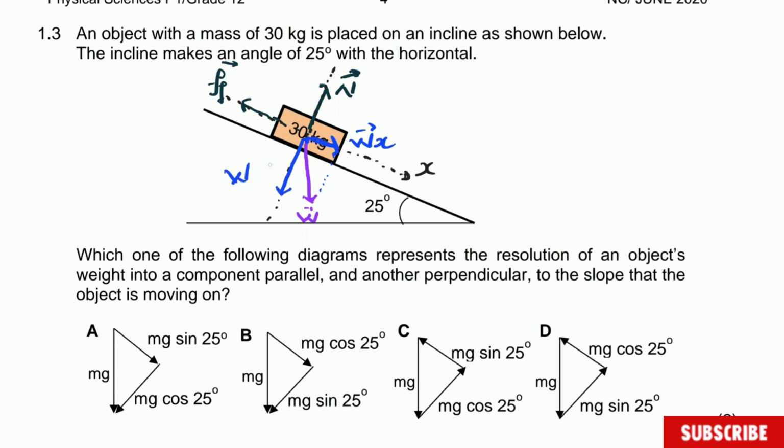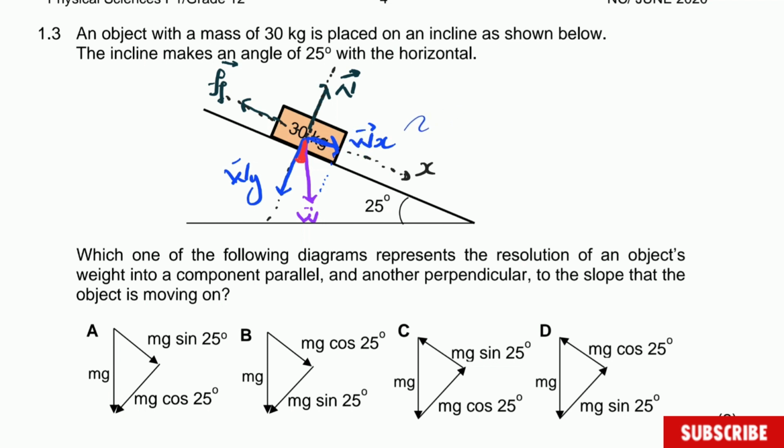This one is weight in y. All right, now what else? The 25 degree of inclination is going to be this angle here. This one here is the 25 degree.